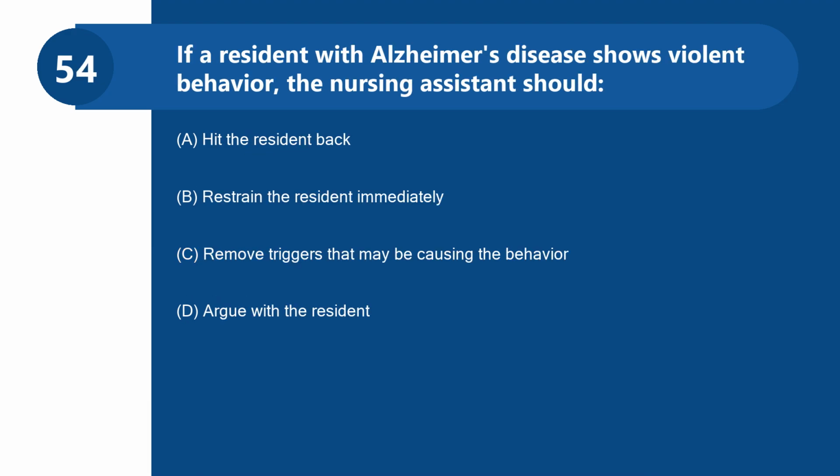Question 54. If a resident with Alzheimer's disease shows violent behavior, the nursing assistant should option A, hit the resident back. Option B, restrain the resident immediately. Option C, remove triggers that may be causing the behavior. Option D, argue with the resident. The correct answer is option C, remove triggers that may be causing the behavior.